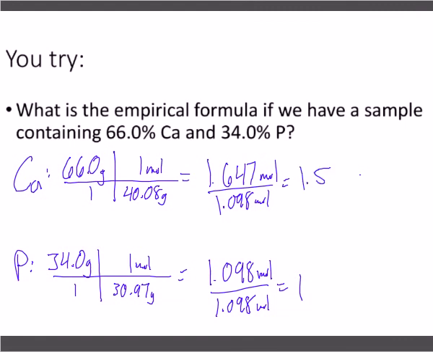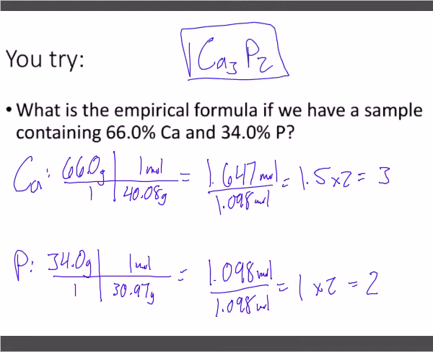1.5. Look at that. Now, what are we going to multiply by to get to a whole number? Times 2. Am I just going to multiply calcium by 2? Absolutely. If you do it to one thing, you've got to do it to all. So we multiply that by 2 as well, and it's going to get 2. So what's my formula going to be? Ca3P2. What's the name of that compound? Calcium phosphide.